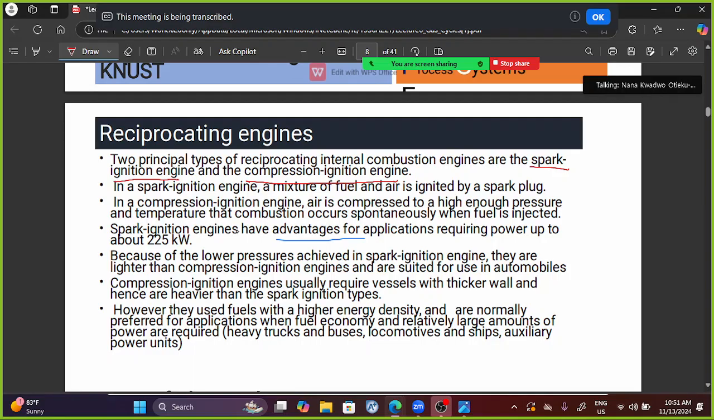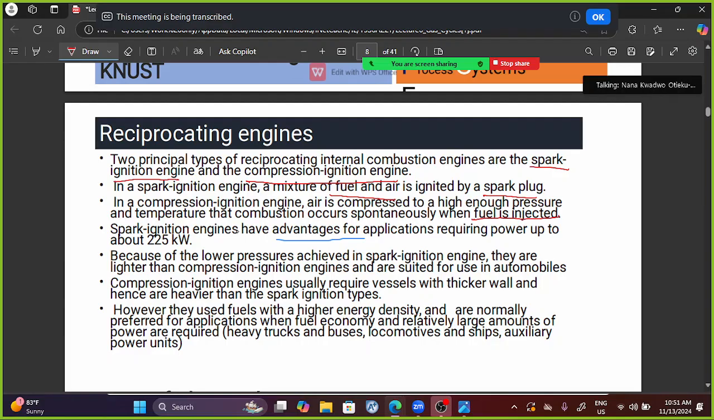So when we are dealing with a spark ignition engine, we have a mixture of fuel and air, and that gets ignited by a spark plug. A certain spark is released and it ignites our mixture. But for a compression ignition engine, we just compress air to a very high pressure and inject the fuel into it. So please take note of this point because it will help us understand something later.